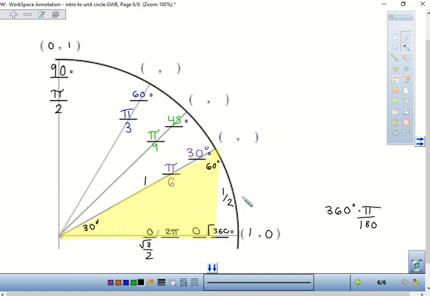1/2. In math, the coordinates go x, y. X represents horizontal, which is radical 3 over 2. Y represents vertical distance, which was 1/2 to get to that point. Now, with the 45, 45, what do we know about the horizontal and vertical distance? They're the same. They're both radical 2 over 2.